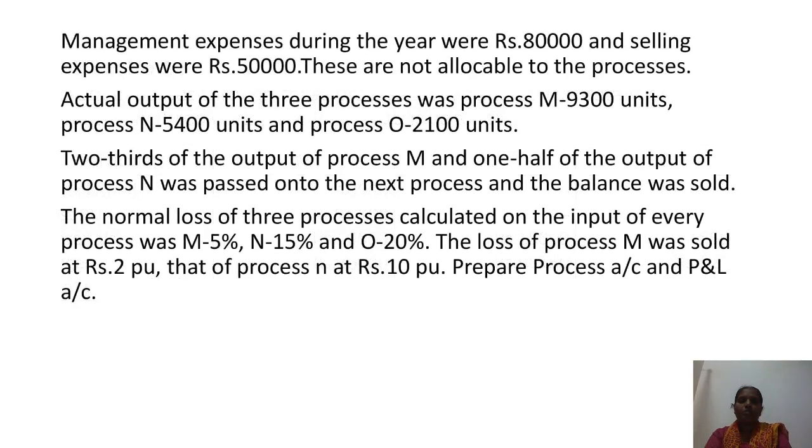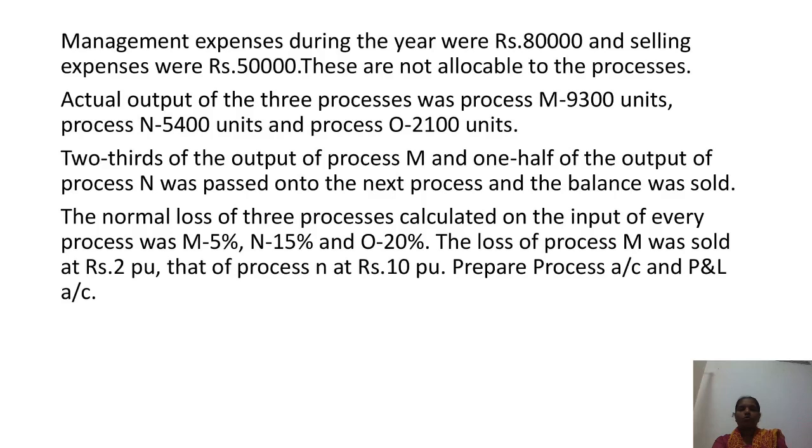The management expenses during the year were 80,000 and selling expenses were rupees 50,000. These are not allocable to the processes. Actual output of the 3 processes were: process M 9,300 units, process N 5,400 units and process O 2,100 units.